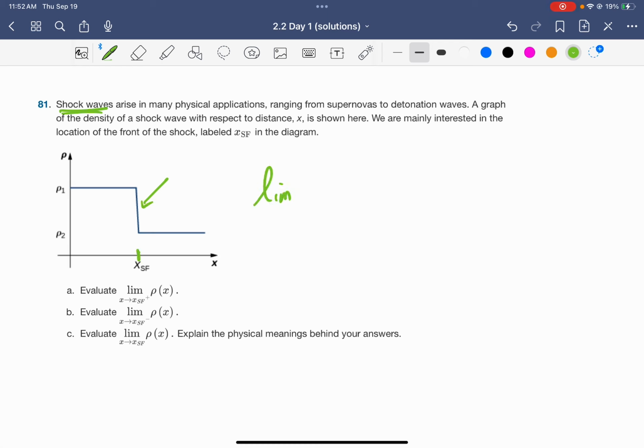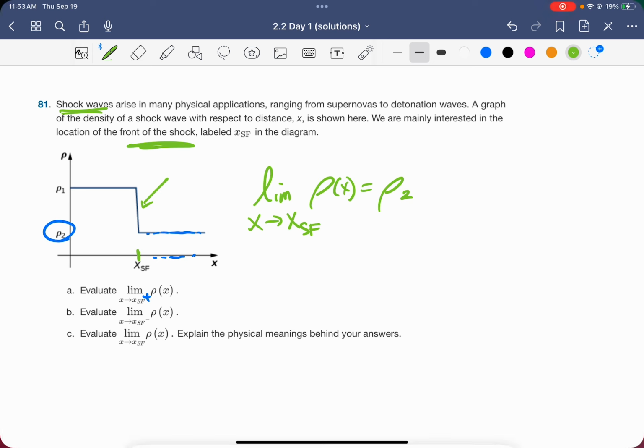So the limit as x gets closer to that front of the shock wave, we'll call it x sub SF. That's the front of the shock wave. So as you walk in from the right, it looks like the outputs want to be rho 2. Looks like it gets you rho 2, whatever that number is.